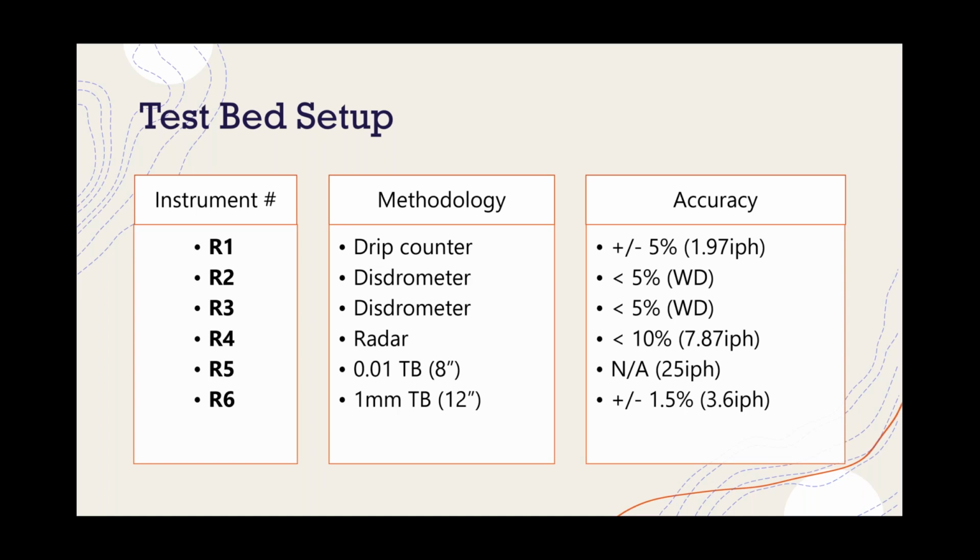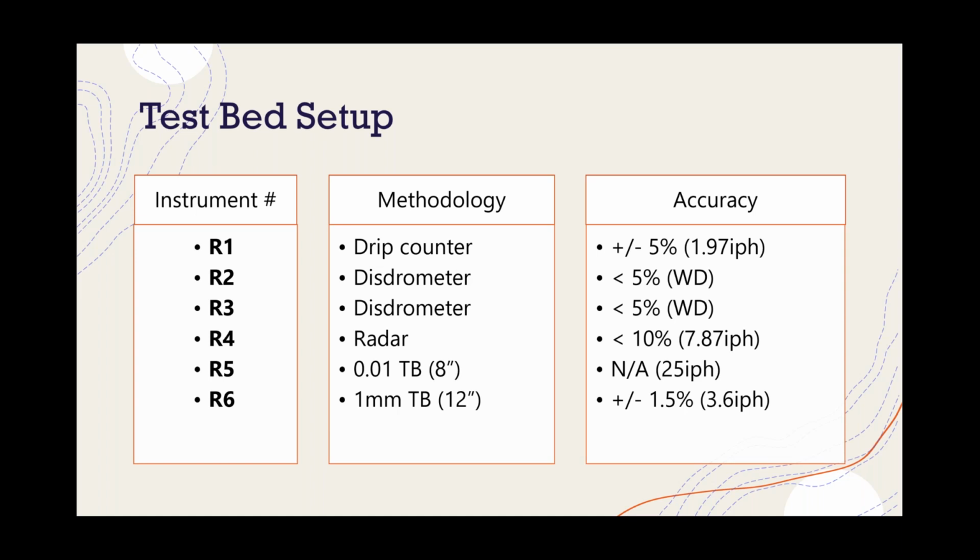The manufacturer stated accuracy for each of these devices. The drip counter was plus or minus 5% at a 1.97 inch per hour rate. Accuracy is really dependent on the rate of the rainfall, so that's something you need to consider when you're looking at this. The 2 disdrometers both stated accuracy was less than 5% error, and then in parentheses, they said weather dependent.